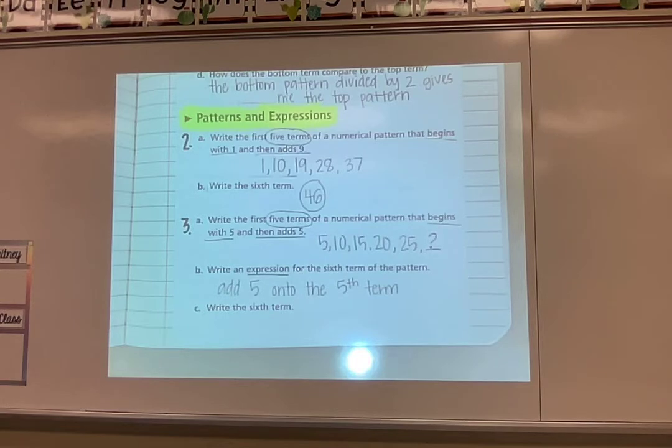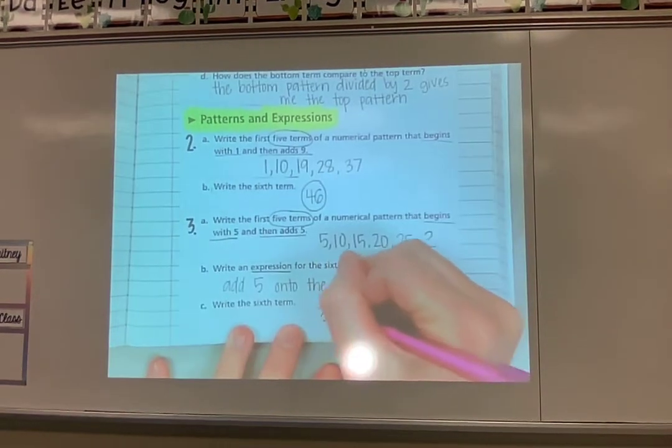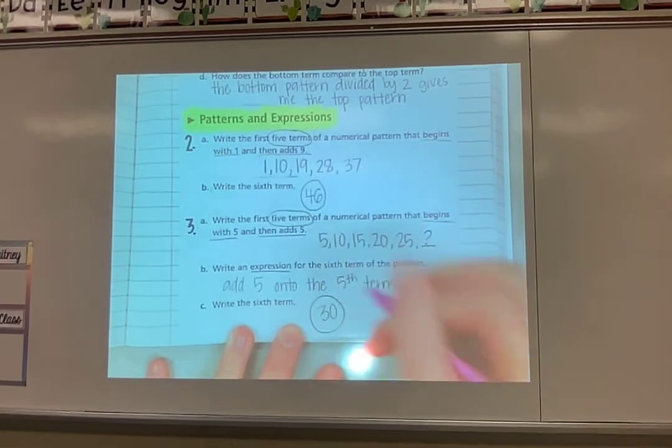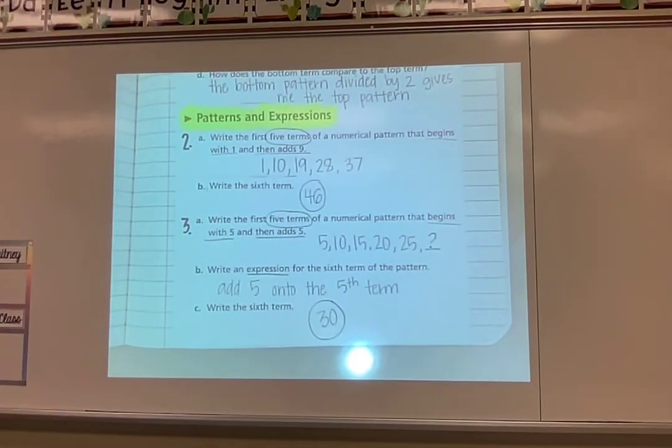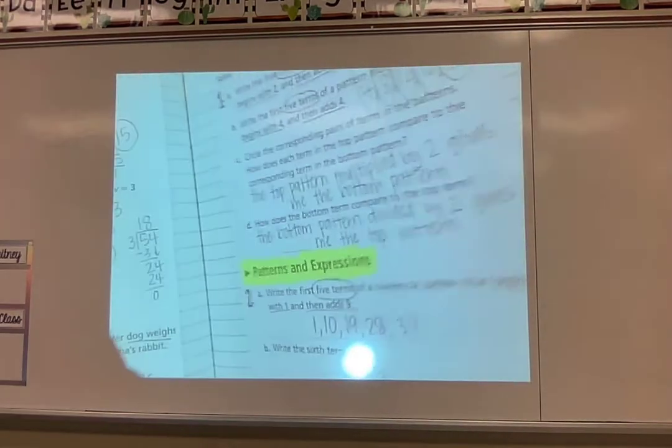All right, letter C says to basically use our own advice here and write down the 6th term. So if we add 5 onto the 5th term, 25 plus 5 more would give us a 30. Alrighty, we have a few more to look at.